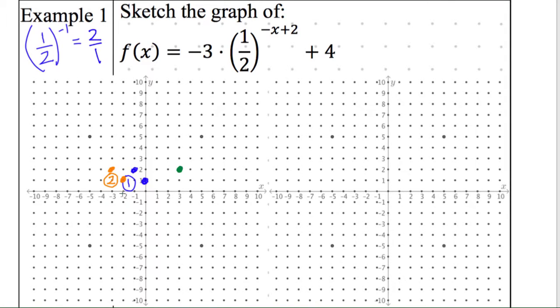This was here at -2. Now it's over here at +2. Did you just flip it? Yeah, we reflected over the y-axis. What's next?